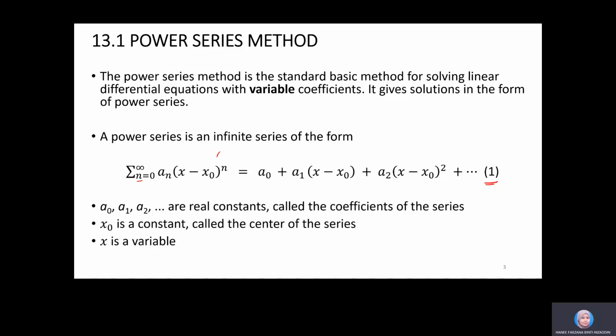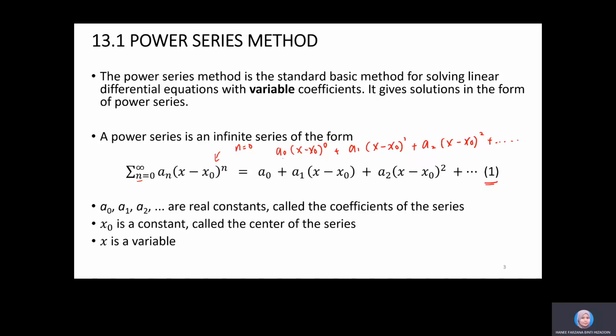If you expand the power series starting from n equals 0, when you substitute n equals 0, you will get the term a naught times (x minus x naught) to the power of 0, plus a1 times (x minus x naught) to the power of 1, plus a2 times (x minus x naught) to the power of 2, and so on and so on, until infinity.